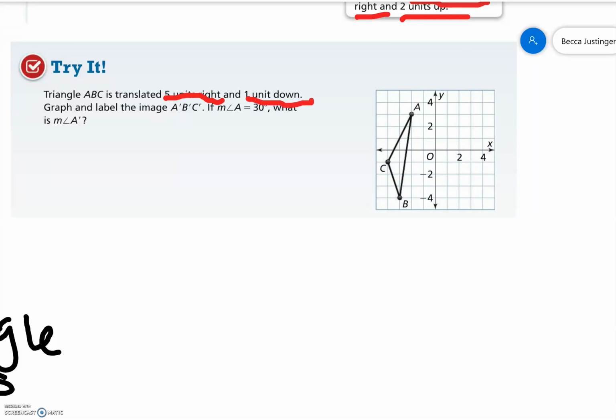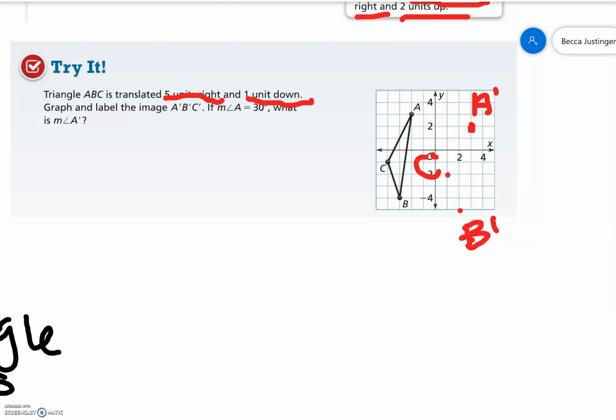So I'm going to take point A, I'm going to count over 5 to the right, 1, 2, 3, 4, 5, and 1 unit down, and put a point and label that point A prime. Now I'm going to do that for every point. So B, 5 units to the right, 1, 2, 3, 4, 5, 1 unit down, put a point, label it B prime. And lastly with C, 5 units to the right, 1, 2, 3, 4, 5, 1 unit down, put a point, label it C prime.